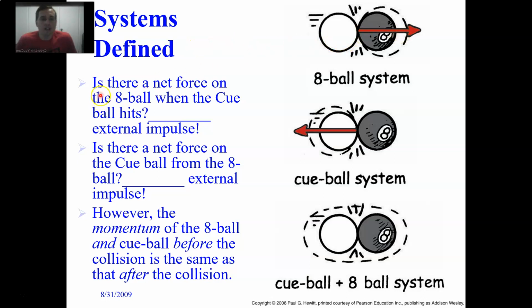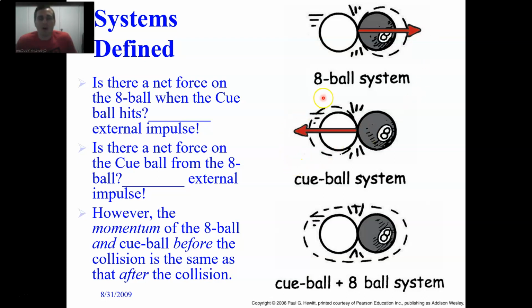The question is, is there a net force on the 8 ball when the cue ball hits? Okay, I'll give you a second to think about that. Hopefully you know what the answer is. The answer is going to be yes. That's an external impulse. If you define the system as the 8 ball, the 8 ball doesn't have a force on it, and suddenly it then does have a force on it. So that's an external impulse if you're just focusing on the 8 ball only.